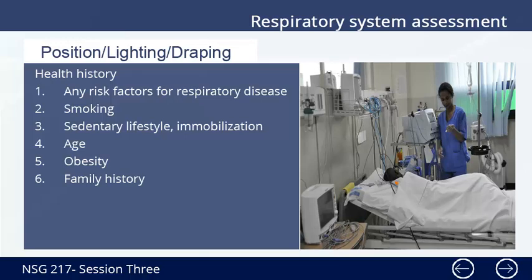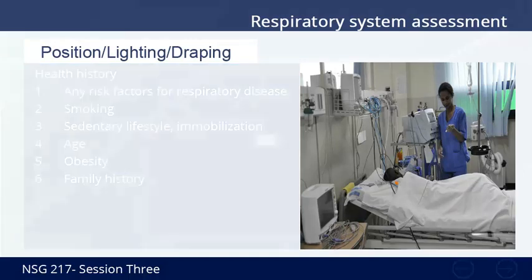Number 3, sedentary lifestyle or immobilization. Number 4, age, underage, environmental exposure, and lastly, dust, chemicals, asbestos, and air pollution. Number 5, obesity, and lastly, number 6, family history.